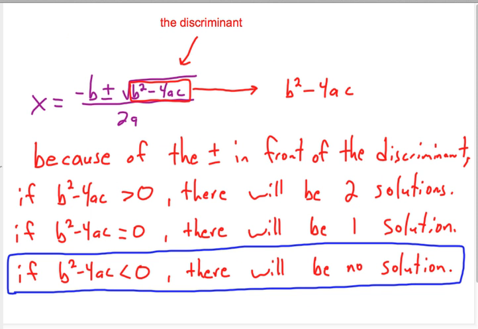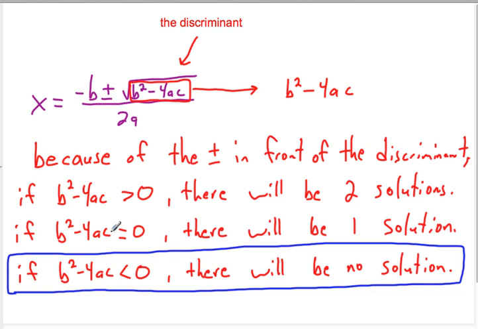All right, so the discriminant. The discriminant is one piece of the whole quadratic formula. It's the part that's under the radical sign here. It's the b squared minus 4ac. Because of the plus minus in front of the discriminant, if this is a positive number, or a number greater than 0, there will be two solutions because you'll have one that's negative b plus all that, and the other one is the negative b minus all that.